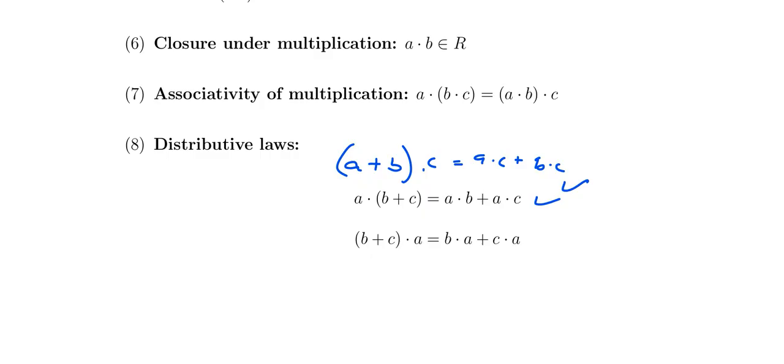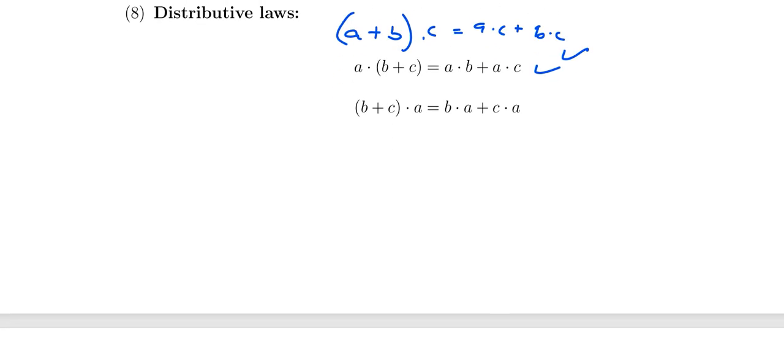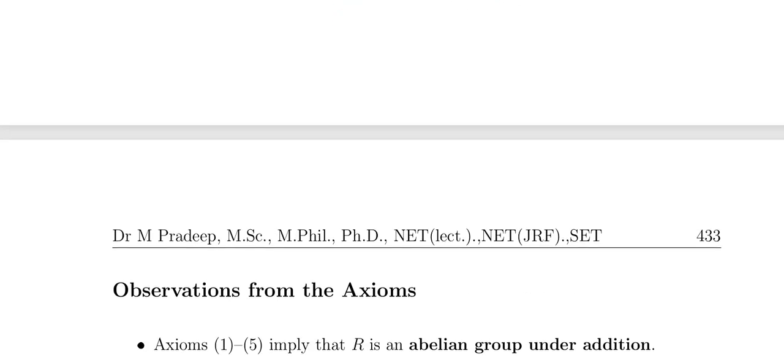So distributive law, the non-empty set with respect to addition abelian group, with respect to multiplication semi group. Then the non-empty set is called the ring. Non-empty set ன்றது ring அப்படின்னு சொல்லுவோம். Okay.